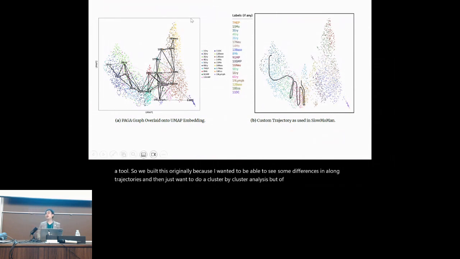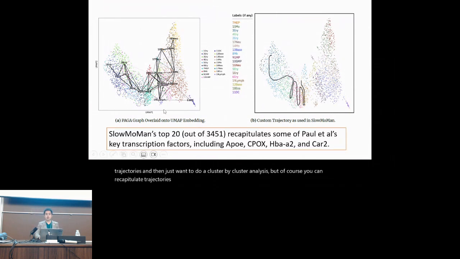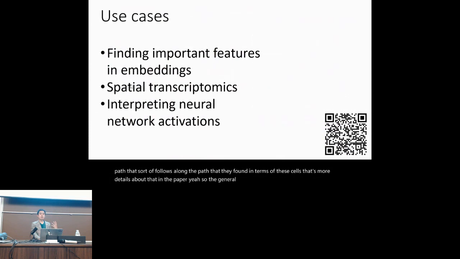But of course, you can recapitulate trajectories from other analyses. In this particular case, Paul et al. used something called PAGA to figure out important genes along a particular UMAP embedding. We're able to recapitulate some of those by drawing a path that follows along the paths they found in terms of these cells. There are more details about that in the paper. So the general use case is finding important features in embeddings.